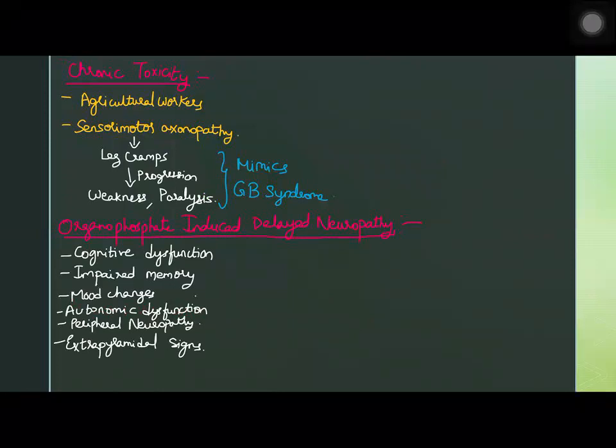Chronic toxicity consists of sensorimotor axonopathy, and it's seen in agricultural workers. They have symptoms like leg cramps that will progress into weakness and paralysis, and this will mimic Guillain-Barré syndrome. Organophosphate induced delayed neuropathy consists of cognitive dysfunction, impaired memory, mood changes, autonomic dysfunction, peripheral neuropathy, and extrapyramidal signs.